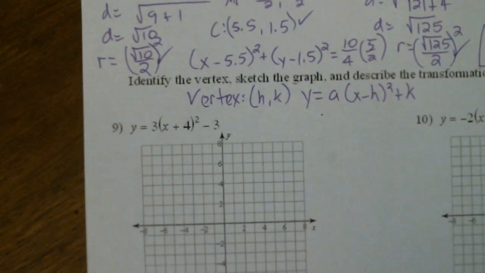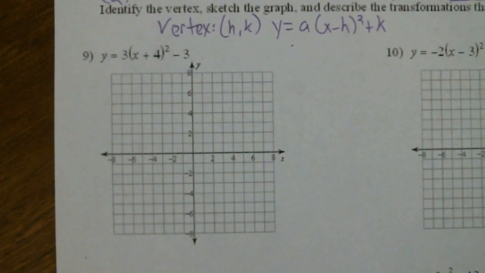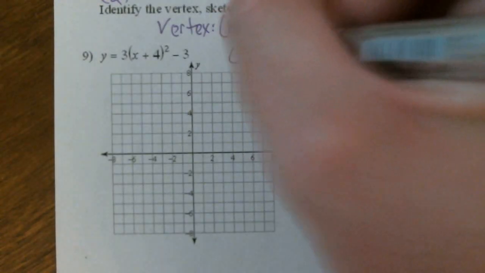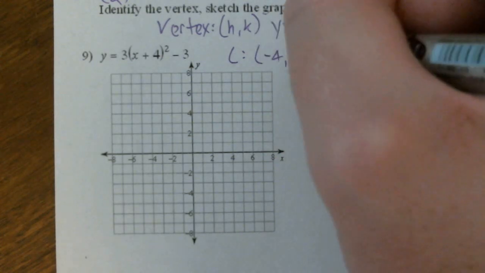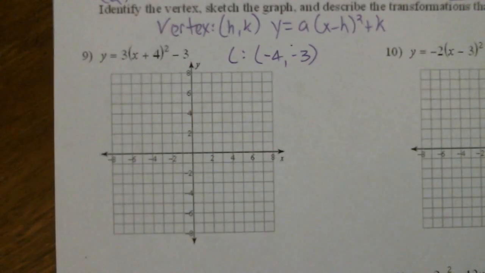Hey, welcome back. Okay, so this one, the center's easy. I flip that sign, leave that guy alone. So the vertex is negative 4, comma, negative 3. Okay, and then now I've got 4 potential transformations that I've talked about in the previous video.